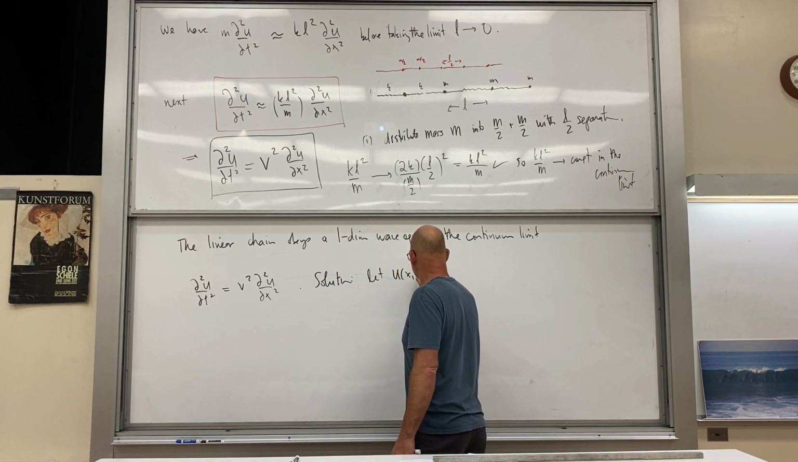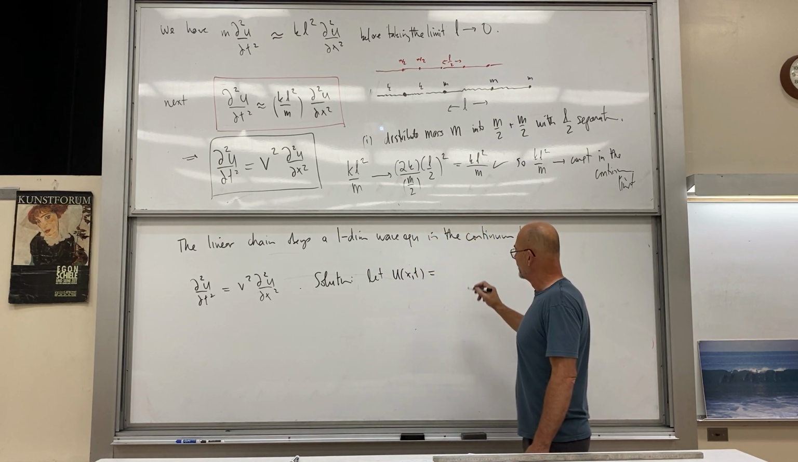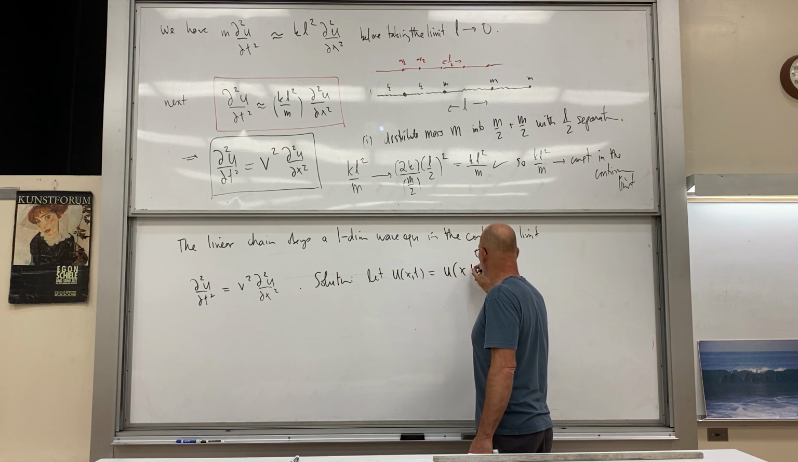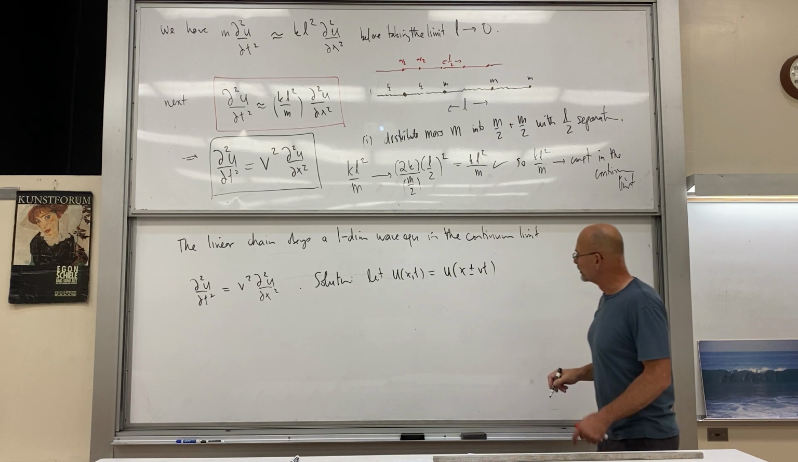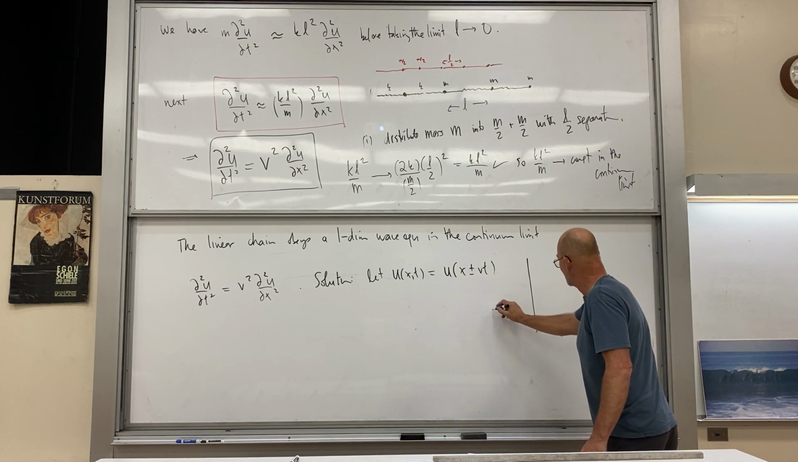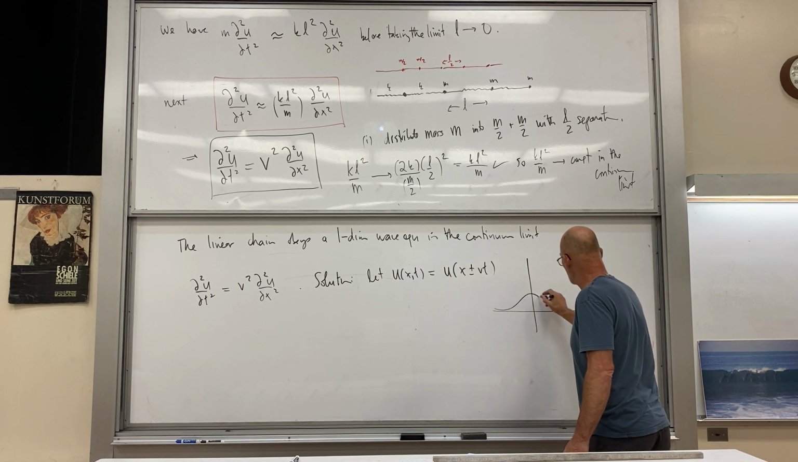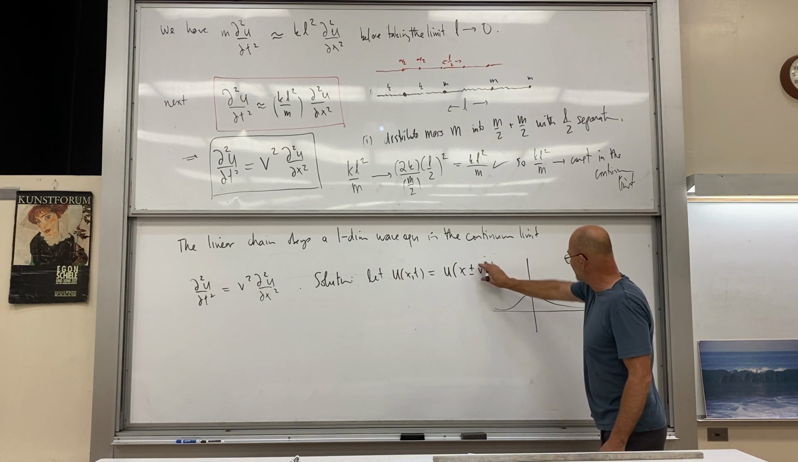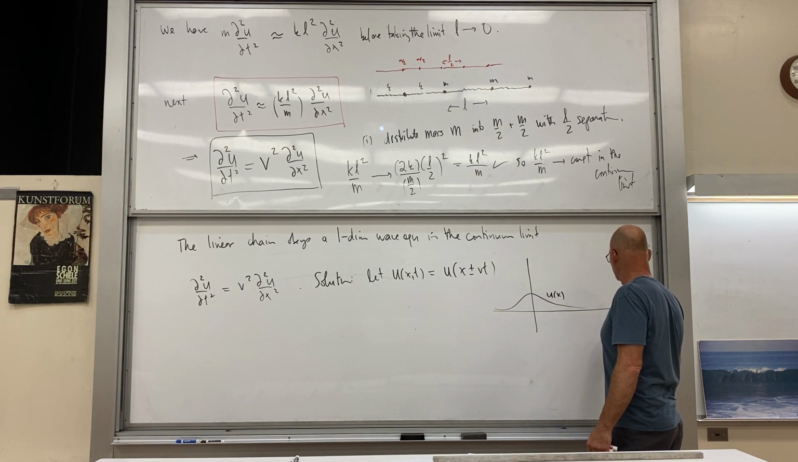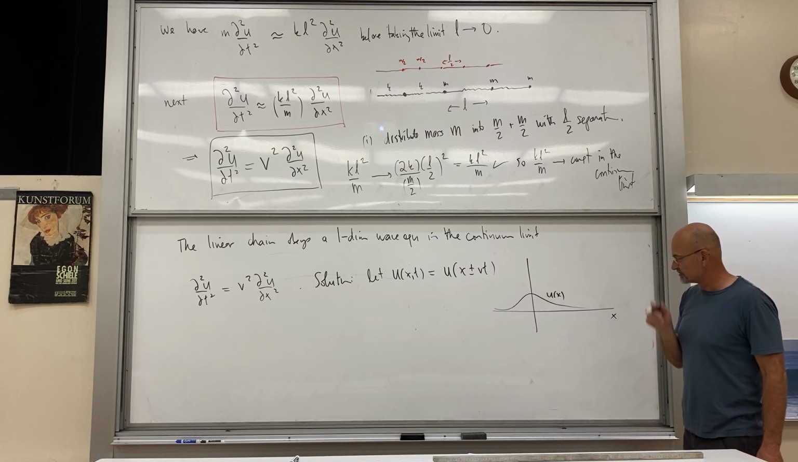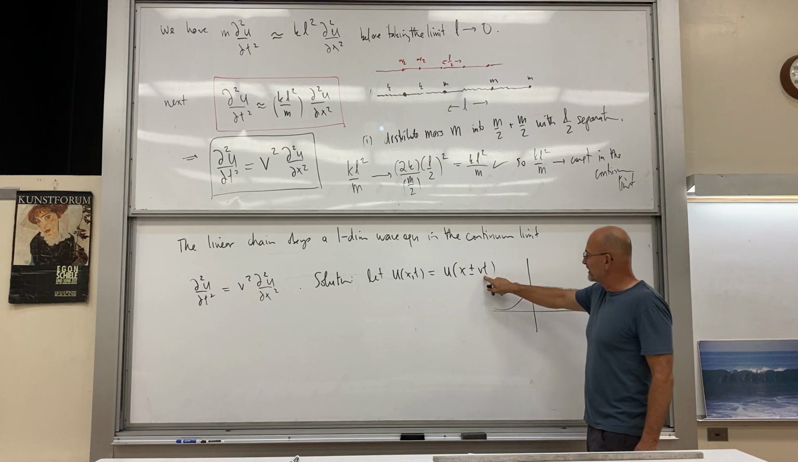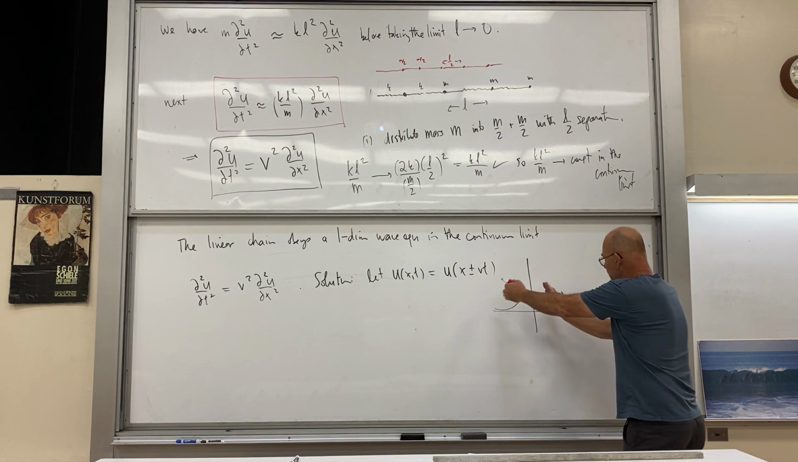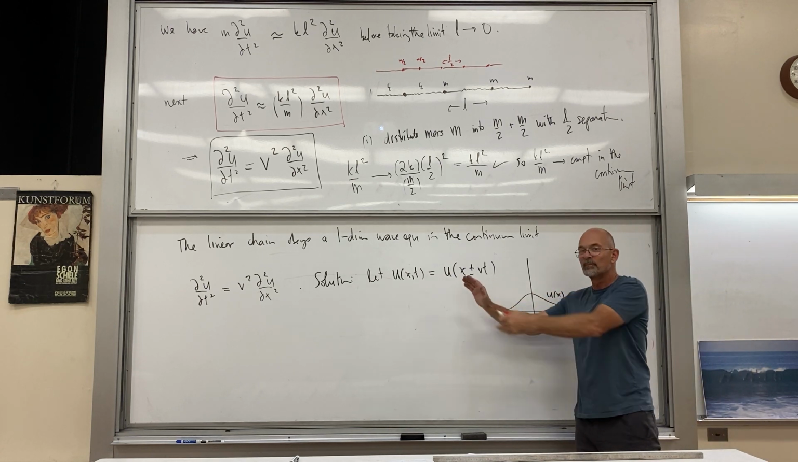Let u of x and t be equal to, I'll use the same name for the function, u of x plus or minus vt. So u is just a simple scalar function, and we can imagine we've got a pulse, and at t equals 0, this is just u of x, and this is the x-axis. But for t not equal to 0, you can see that x minus vt corresponds to this pulse moving to the right, and x plus vt corresponds to the pulse moving to the left.